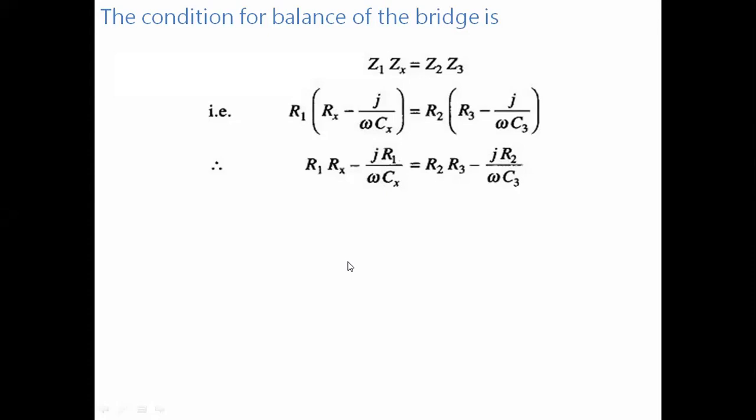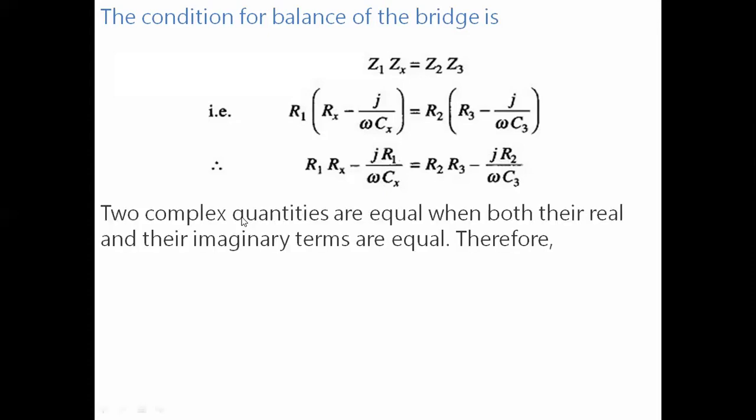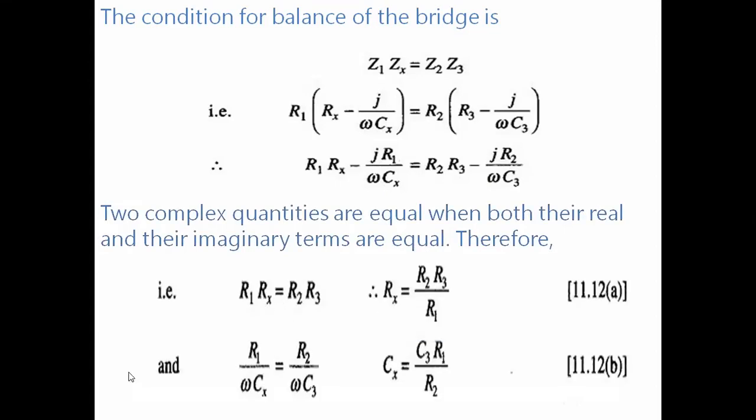So we will compare real terms and imaginary terms. Two complex quantities are equal when both their real and imaginary terms are equal. Therefore R1 Rx is equal to R2 R3, and from this we get Rx equals R2 R3 by R1. And from the imaginary part we have R1 by omega Cx is equal to R2 by omega C3.